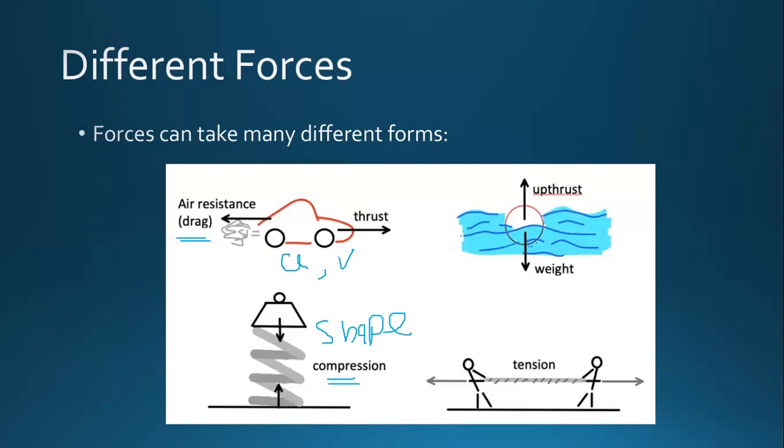Then this is a ball. This is a floating ball. Now we have a downward force which is weight, and then we have an upward force known as the upthrust. Upthrust always comes through the water.